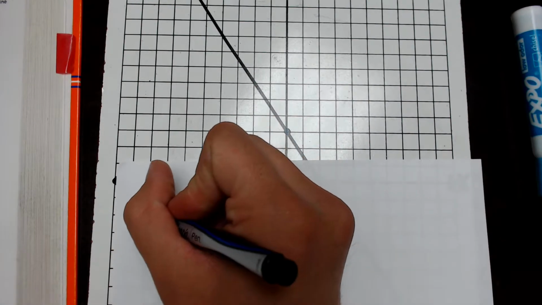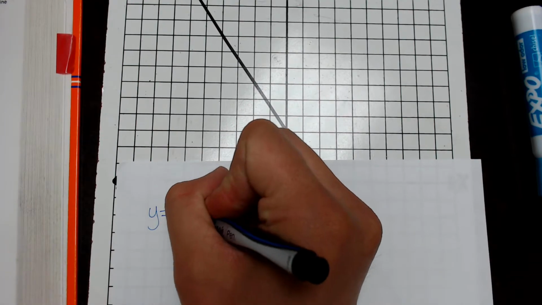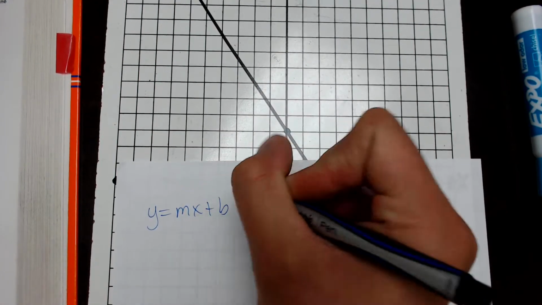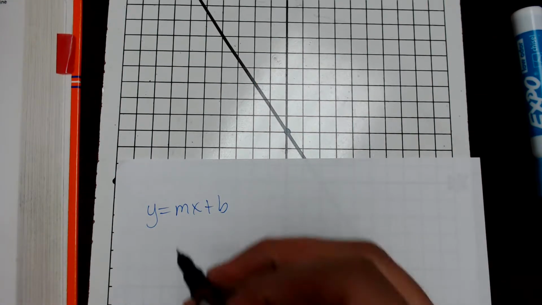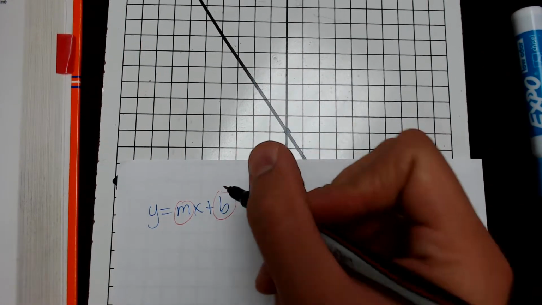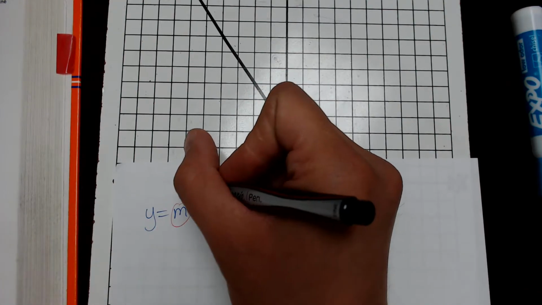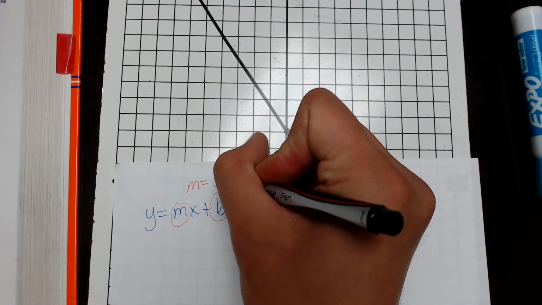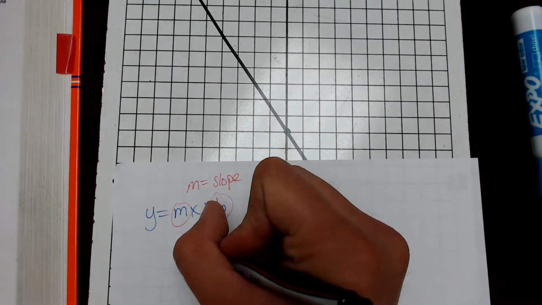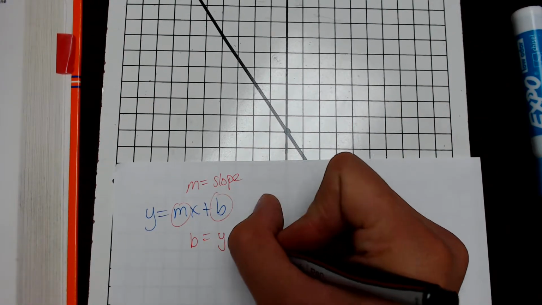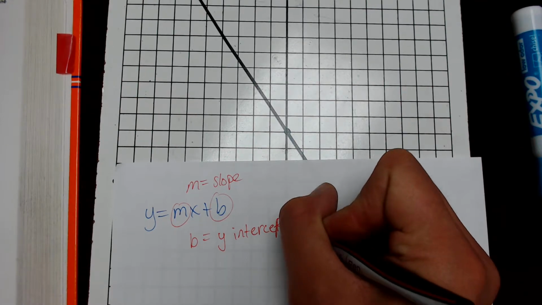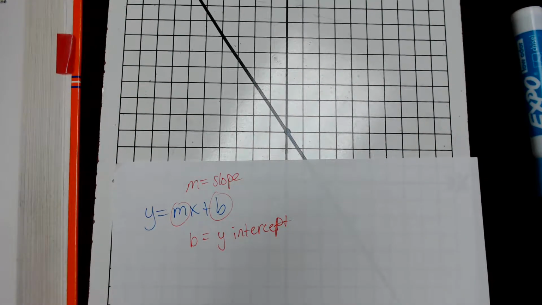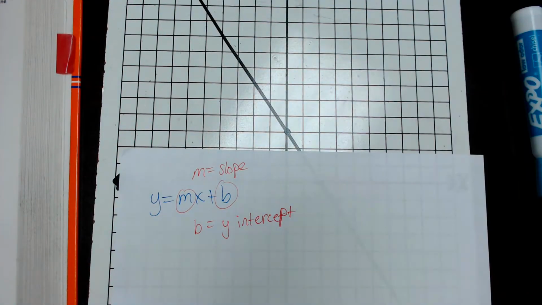Let's just write things down. We have to find y equals mx plus b. In order to fill in this equation, we specifically have to solve for the m and the b values. M being slope, and b is equal to the y-intercept. Y-intercept meaning the point that the line touches the y-axis.